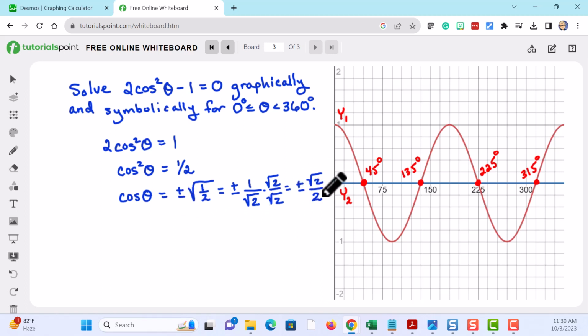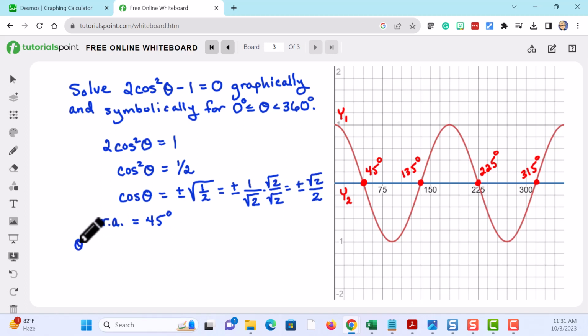Now hopefully you recognize that as one of our special values. The reference angle is 45 degrees. So I'll just write down reference angle is equal to 45 degrees. And we see that cosine is positive or negative. Cosine is positive in the first and the fourth quadrants, and negative in the second and the third quadrants. So what we want to do is to find each angle with a reference angle of 45 degrees in the first, second, third, and fourth quadrants.